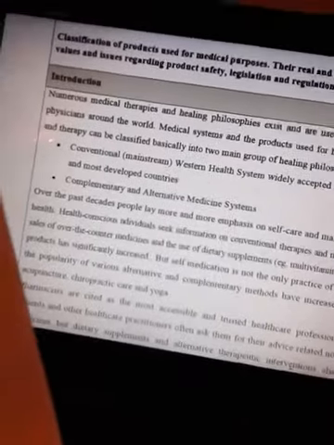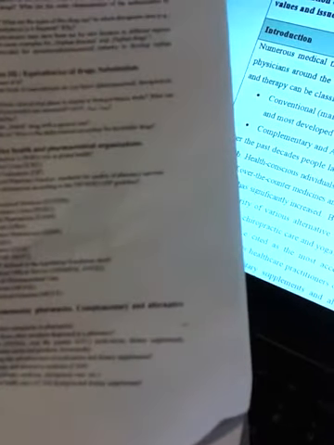Basic principle of pharmacy. Topic number 9. Product category in community pharmacy, complementary and alternative medicine. Characteristic of different product category in pharmacy. In this topic, okay, classification. Introduction.